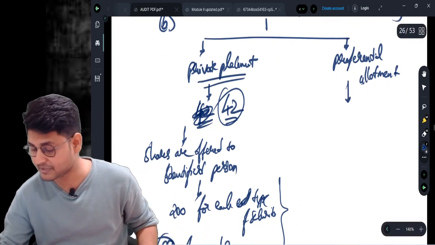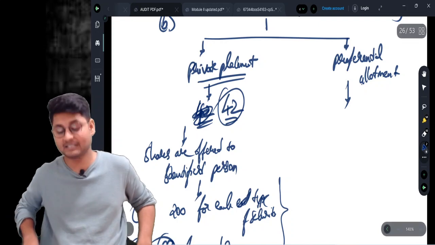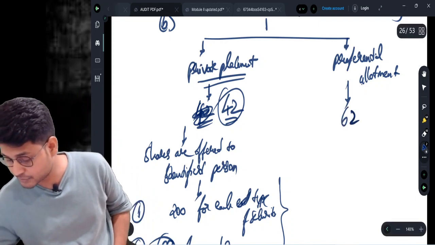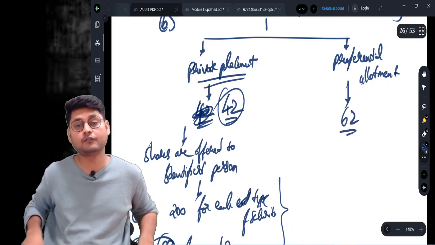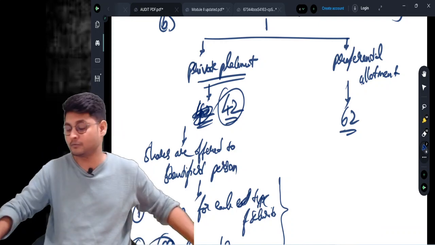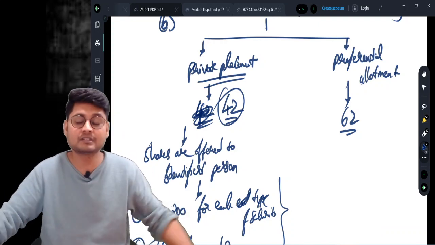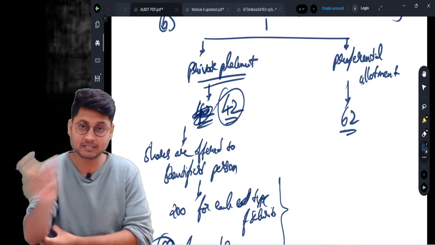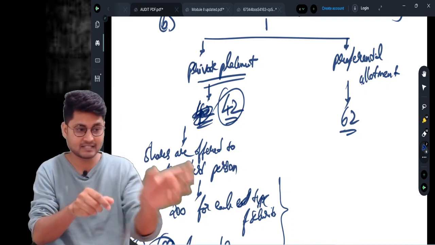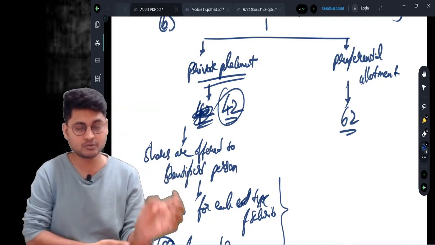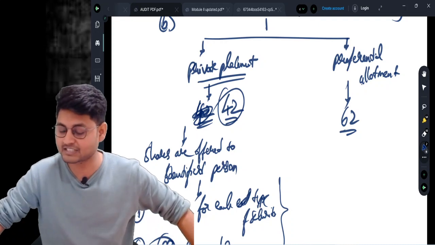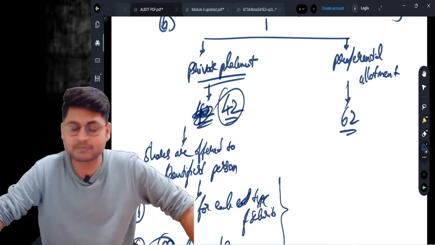And what is preferential allotment? It is discussed in section number 62, where before shares are offered to the public, the company shall first offer the shares to existing shareholders. The preference shall be given to existing shareholders. If they say no, then only the company goes to outsiders. This is in section number 62, further public offer, and that is preferential allotment.